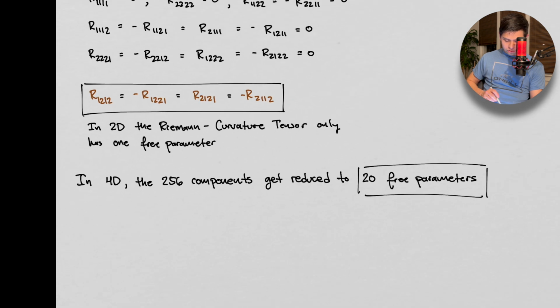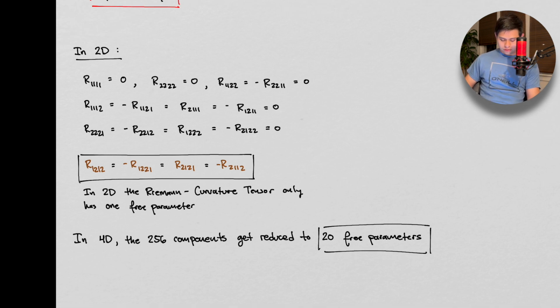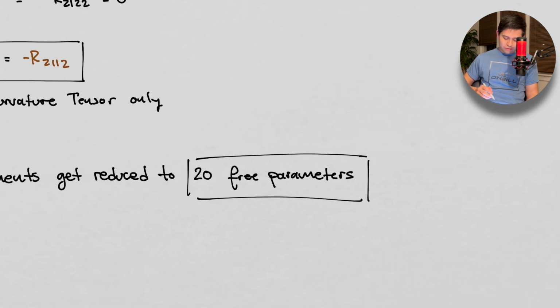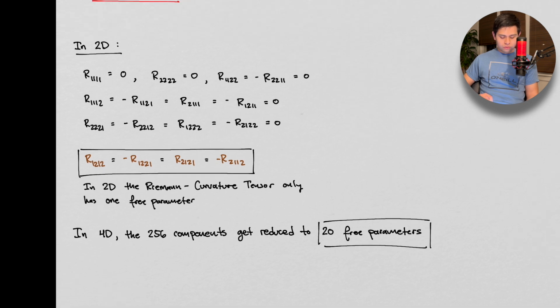In 4D, the 256 components gets reduced down to 20 free parameters. So that's a huge reduction. And I'm not going to do all of that, right? Because that would be a lot of stuff to go through. The 256 components. If you really want to see something like that, I might put it on my Patreon page. But you could just take my word for it that this actually gets reduced down quite a bit in 4D. So what looks like a scary tensor actually has a lot of symmetries that we can abuse and use.